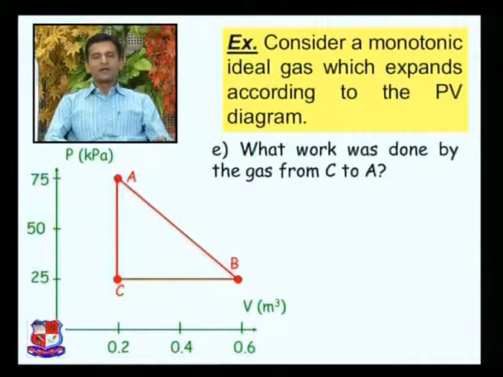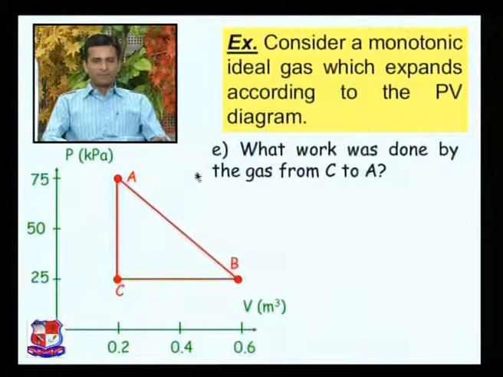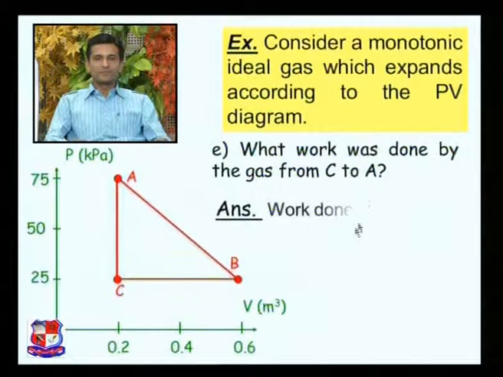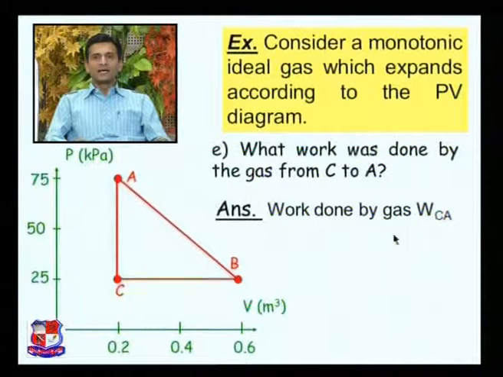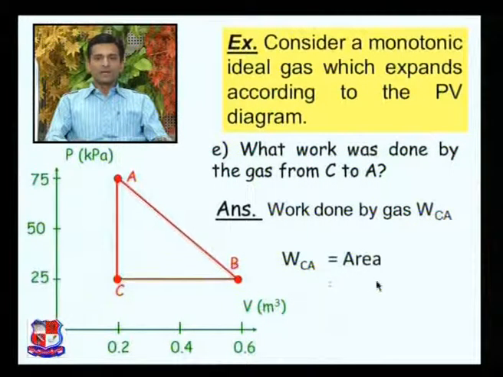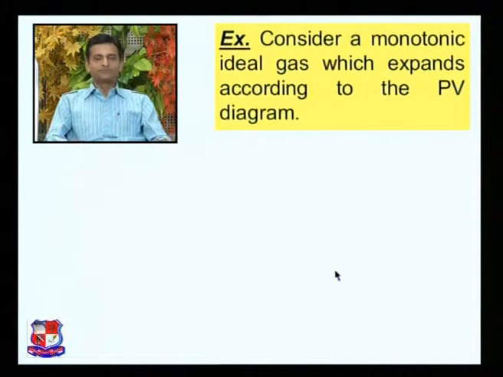The next question, what work was done by the gas from C to A? First we found from A to B, B to C. Now regarding C to A, what amount of work will be done? When you think about this, here change in volume is 0, delta V is 0. So what do you think about this work done? Yes, think. Work done by gas WCA is equal to area covered by CA. Now what is area covered by CA? Of course it's a straight vertical line, so it would be 0, because a straight vertical line will not cover any area over this XY line, so that is 0.